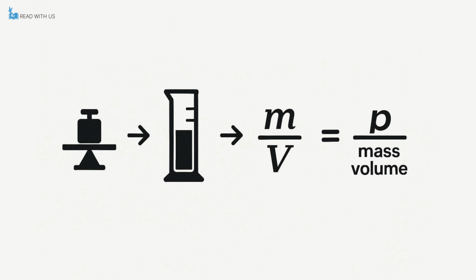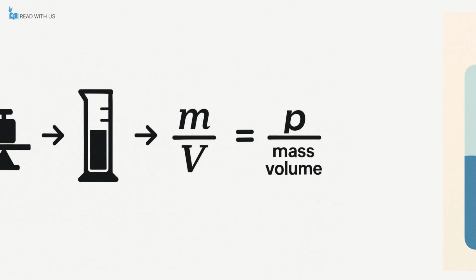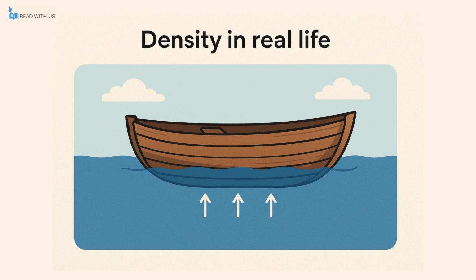Understanding density helps scientists and engineers choose the right material for different jobs. For example, boats float because the average density of the boat and the air inside it is less than the density of water. By measuring mass and volume carefully, we can work out the density of any solid or liquid.